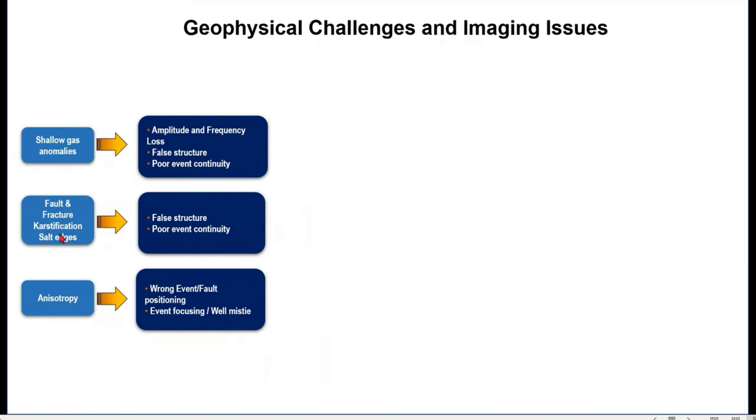But once we move to the fault, fracture, calcification, and salt edges, because of those issues we have a false structure, like the fault is not properly imaged, and poor event continuity also. The third challenge, which we found in the Malaysian Basin, even in Pakistan, is anisotropy. Anisotropy means wave propagation has different velocity in different directions. If you go vertically, velocity is different; at a 60 or 70 degree angle, it is a different velocity. Because of that, we also have wrong event and fault positioning. The fault may actually be a little higher, but it appears lower. We also get poor event focusing and well mis-tie. When you do the well-to-seismic tie, it causes problems.